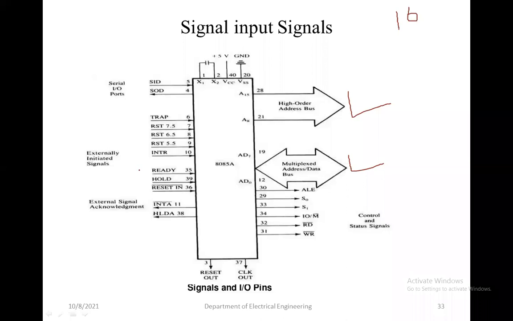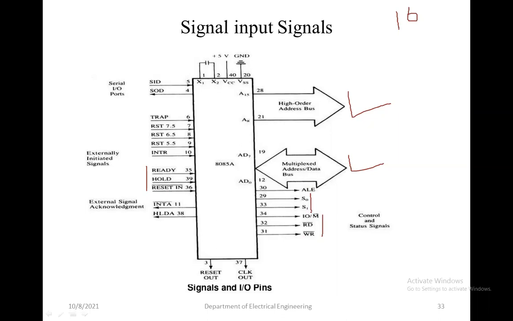Then there are the ready, hold, and reset pins. Reset in is for resetting all the internal data of the 8085, and reset out is for use by peripherals. Then these are the DMA pins. Input output read write are the DMA pins. S0, S1 and IO/M give the working of the 8085.